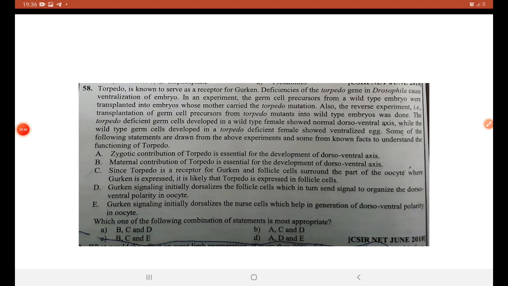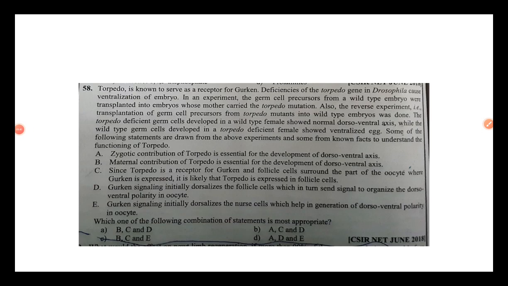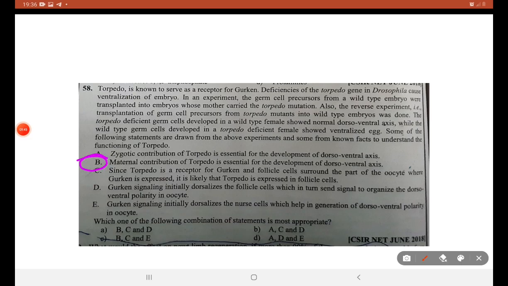It's not maternal because anything that comes from female is maternal, comes from father is paternal. Of course, torpedo is present as a male component, but it should be from zygote. It's not from skeletal muscle, cardiac muscle, or all the muscle. So zygotic contribution of torpedo is essential for dorsal ventral axis polarity. Please keep it in mind that zygotic and maternal are closely related terminology, but zygotic contribution is the right answer.